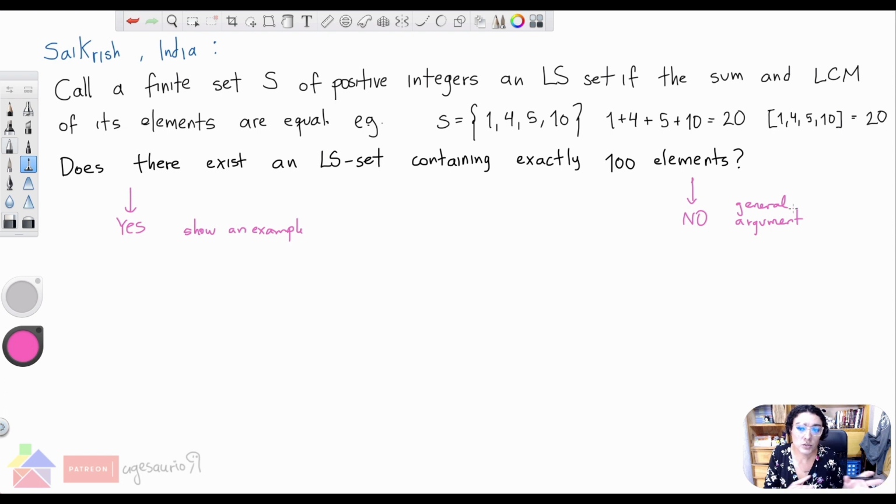The thing is, you choose the yes or no path based mostly on your intuition, which is simply a fancy name for calling back things from your memory. Have you done similar problems? What were the answers then? I have never done a problem that involved the least common multiple. I have done several in which it was the sum and the product, and in all of those, the answer was always yes. So I thought, well, the answer is probably yes.